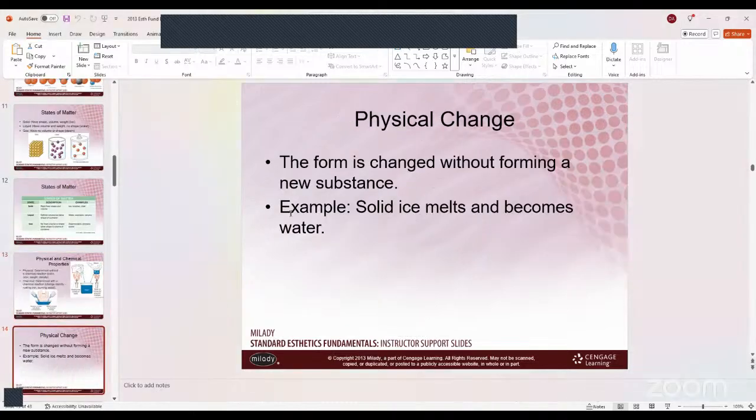Let's look at physical change. The form is changed without forming a new substance. Examples: solid ice melts and becomes water. Okay, remember that solid ice melts and it becomes water.